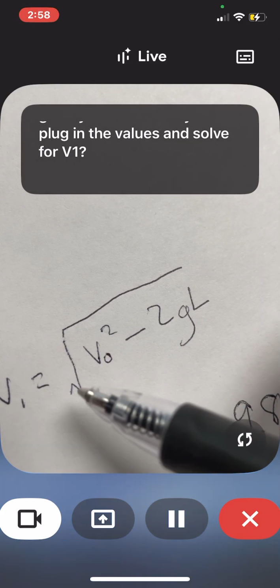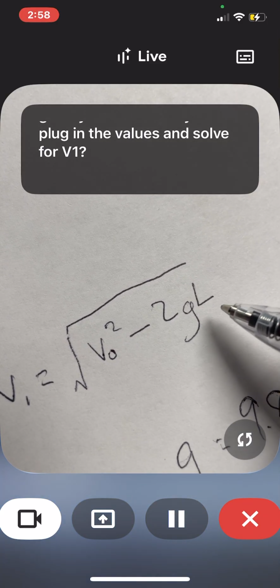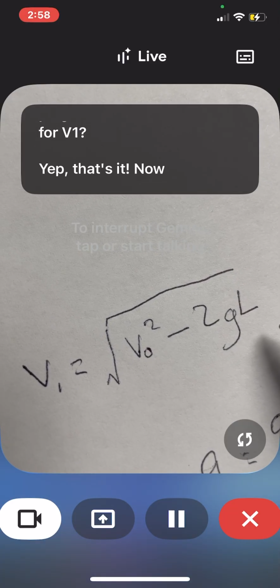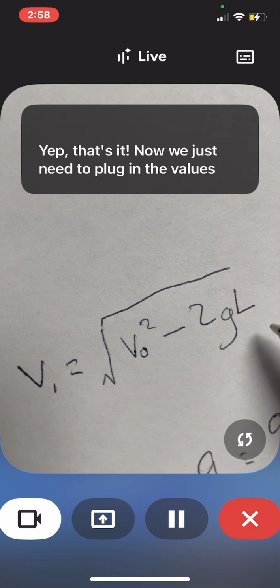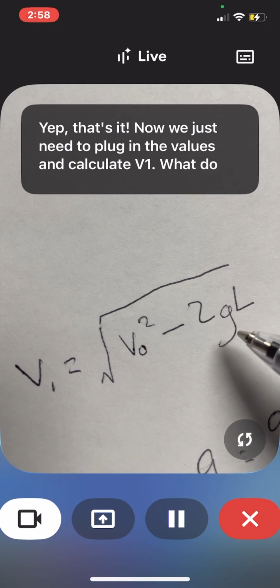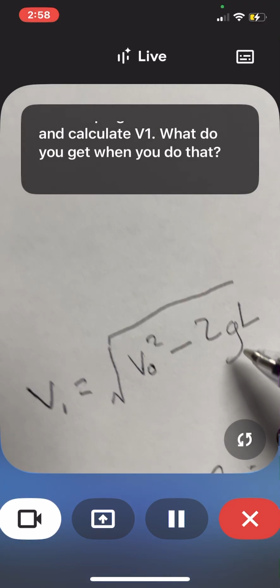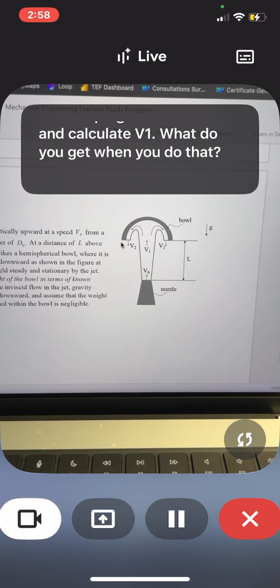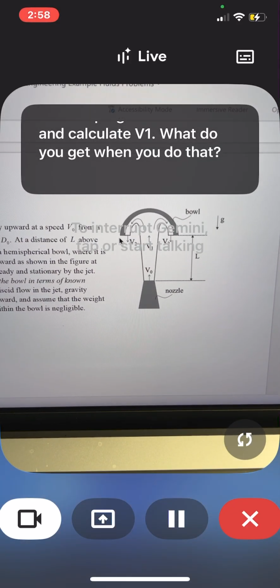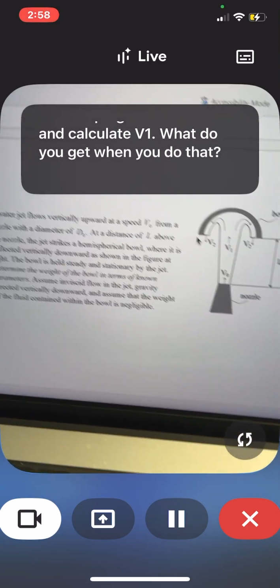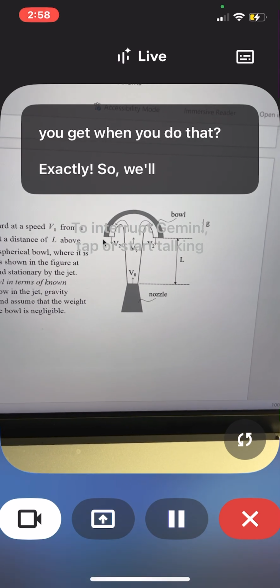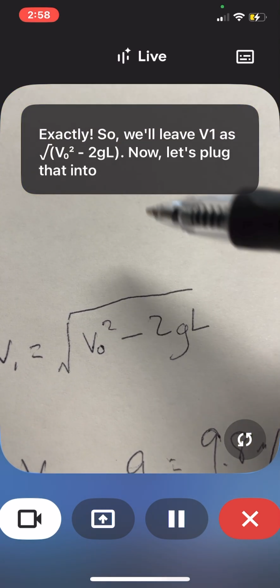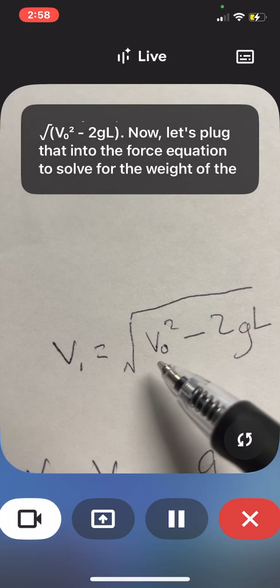So does it look like this? Yep, that's it. Now we just need to plug in the values and calculate v1. What do you get when you do that? There are no numerical values, so I guess we just leave it at that. Exactly. So we'll leave v1 as square root of v0 squared minus 2gL. Now let's plug that into the force equation to solve for the weight of the bowl.